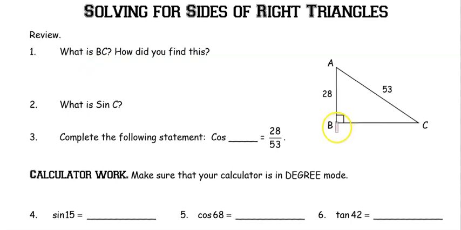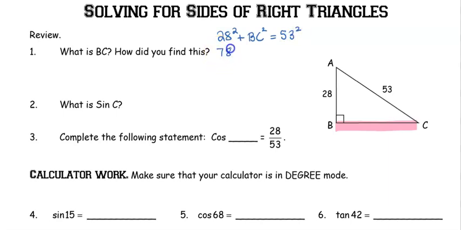As I look at my triangle, I have a missing side. This is a right triangle. One thing that we know how to do to find one missing side of a right triangle if I'm given two sides is the Pythagorean theorem. It is leg squared plus leg squared equals hypotenuse squared. So in this case, 28 squared plus that missing side BC squared is equal to the hypotenuse of 53 squared.